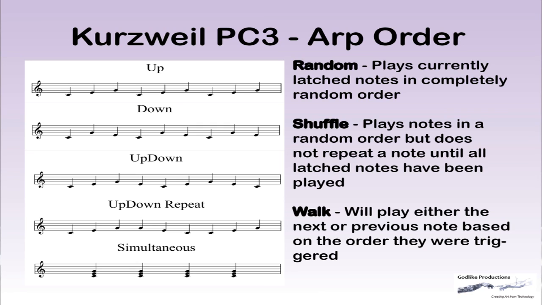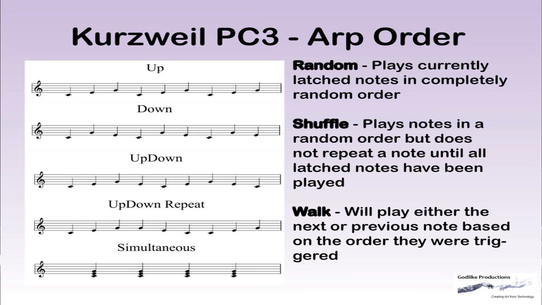Okay, the next one's also a random type thing. It's called shuffle. The difference with shuffle is that it's the same as random, except the cursor remembers what notes it's already played, and it won't play one of those notes again until it's gone through all of the notes you've held down. So let's just have a listen to shuffle. Okay, so it's a little bit less random than the random one. It's still got that sort of random feel to it, but you don't get the same density of repeated notes with it.